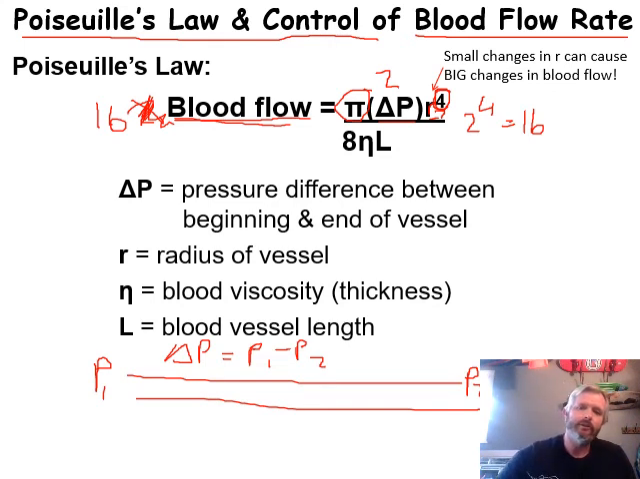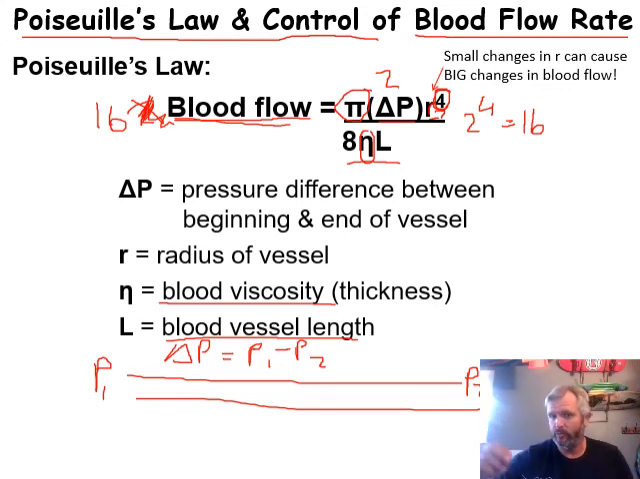Okay, the other 2 factors in the denominator here are blood viscosity, so how thick the blood is. And you can see if the blood becomes more thick, the viscosity is in the denominator, that will make blood flow slower. And then blood vessel length, which doesn't change greatly, so L's not going to be of great factor. It doesn't change real drastically.